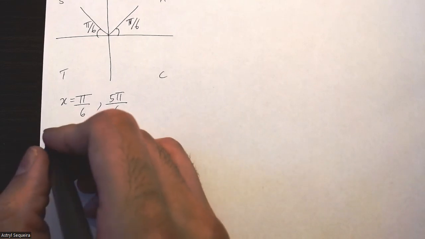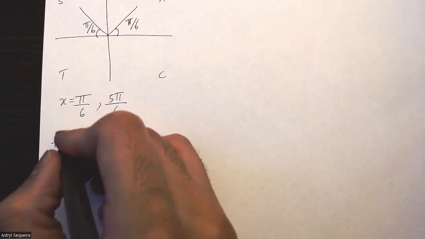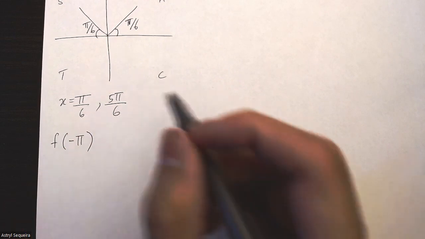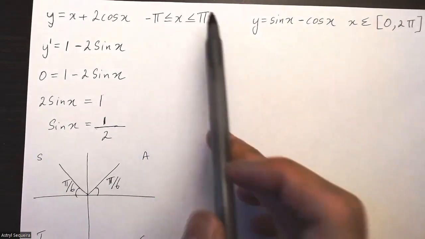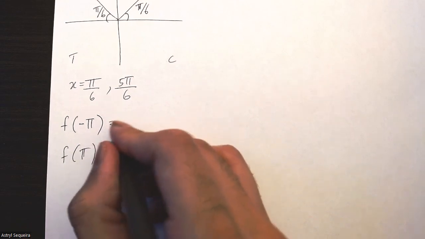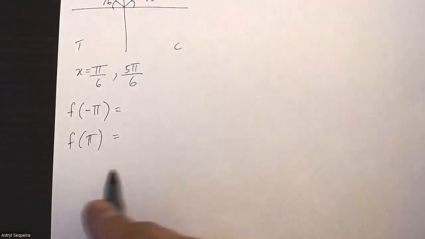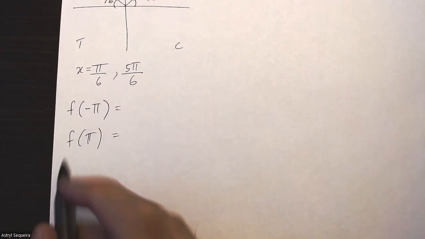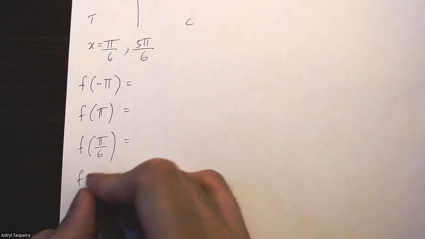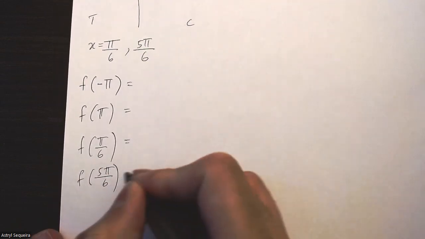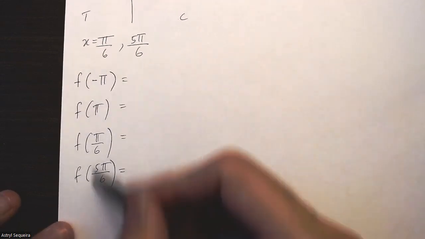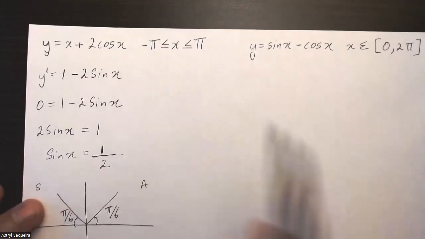So now I have to test the original function at f of negative pi, the original interval basically, and then the other side of the interval as well, f of pi. And I also have to test any critical points in between the given interval. So I have to test f of pi over 6 and f of 5 pi over 6. So 4 possible points to test to find my absolute max and absolute min. Remember, I'm subbing these all back into my original equation.